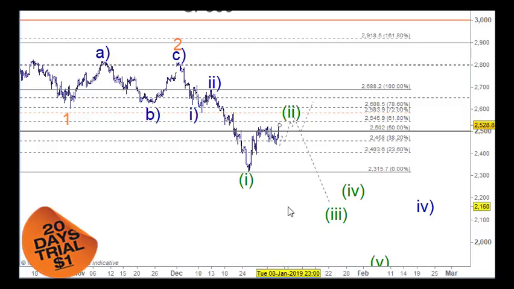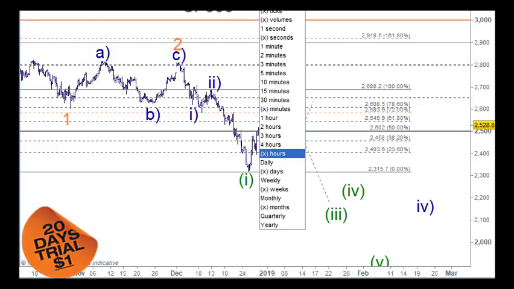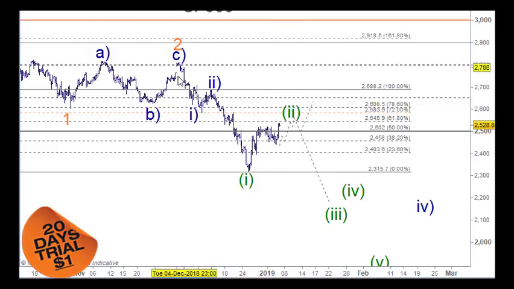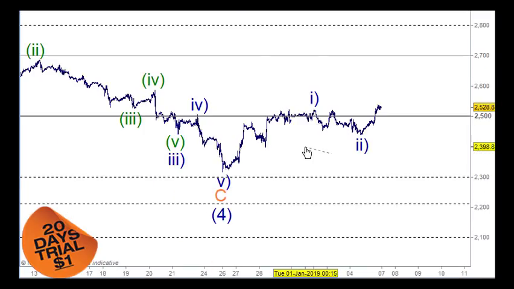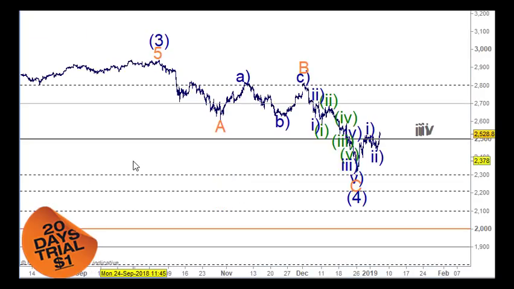Now, the other count that I want to put in place is, I think I've got it on the 15-minute chart here, or have I got it? No, that's right. Yeah. So, okay, right. I know what I've done. So let me just bring a bit more of this in here.